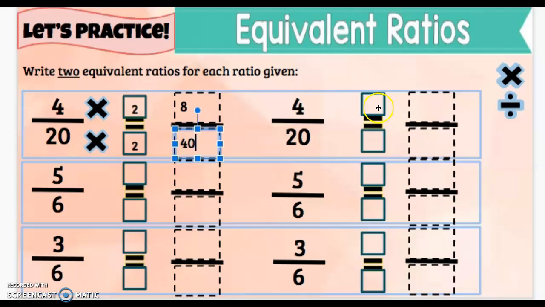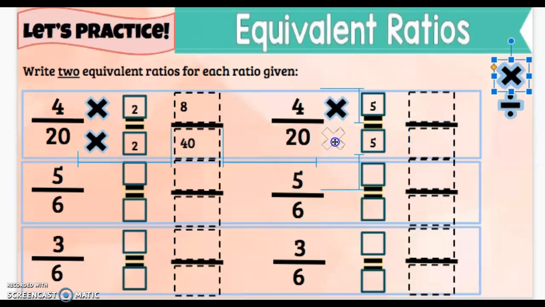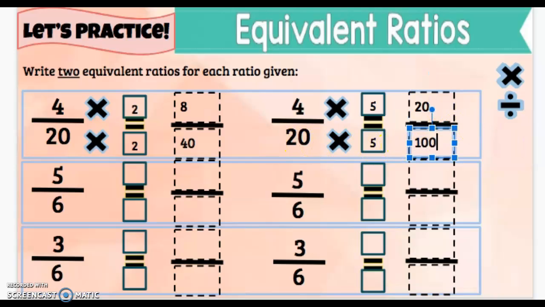So now I'm going to pick another simple number, which is 5. I'm going to multiply both numbers by 5. So I have 4 times 5, which is 20. And I have 20 times 5, which is 5 times 2 is 10, plus another 0. So 20 times 5 is 100. So I can say 20 over 100.